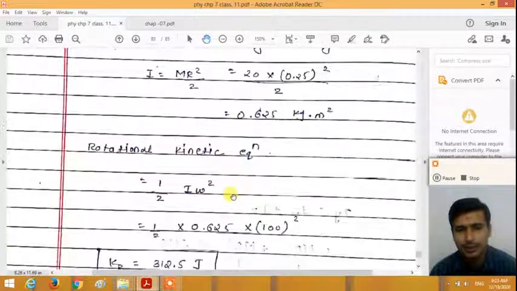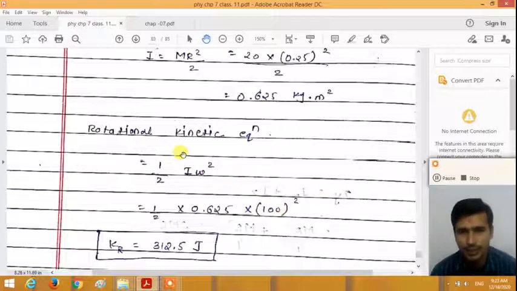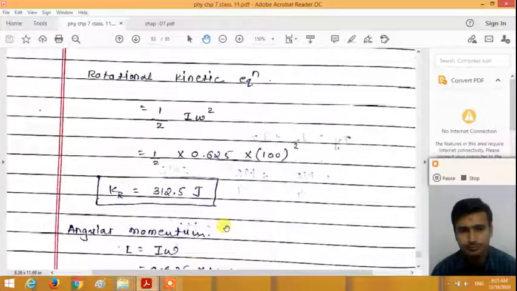Now the rotational kinetic energy of the solid cylinder is 1 half I omega square. So 1 half, moment of inertia I 0.625, and omega angular speed given 100 radian per second. So rotational kinetic energy Kr we find 312.5 joule, right?